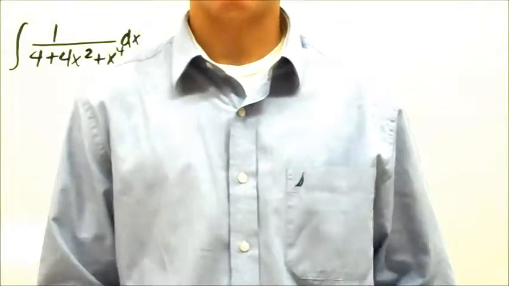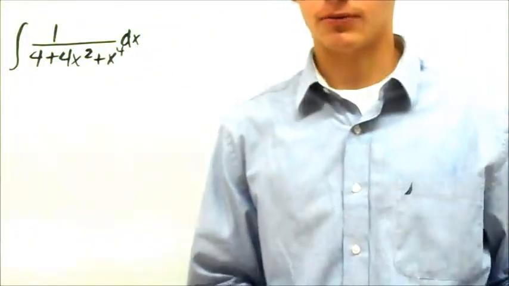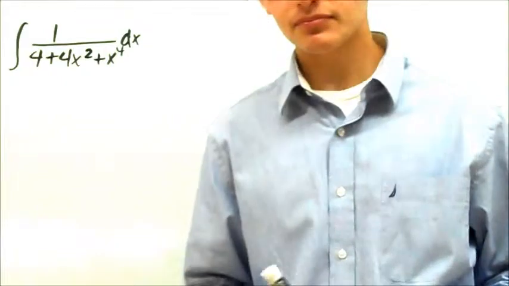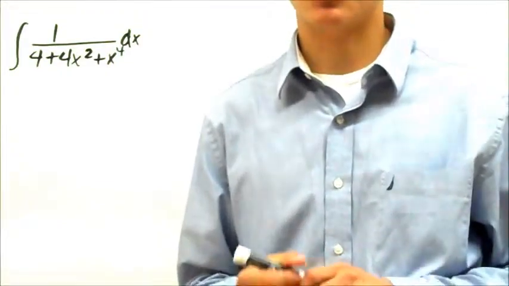Hello everyone, today we will be exercising our skill in trigonometric substitution. So today we have the integral of 1 over 4 plus 4x squared plus x to the 4th dx. This can't be solved with regular integration skills, so we must use trigonometric substitution.